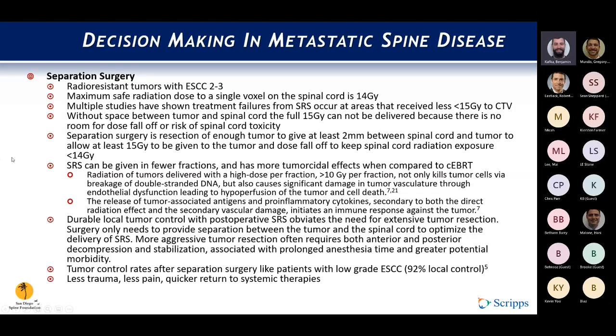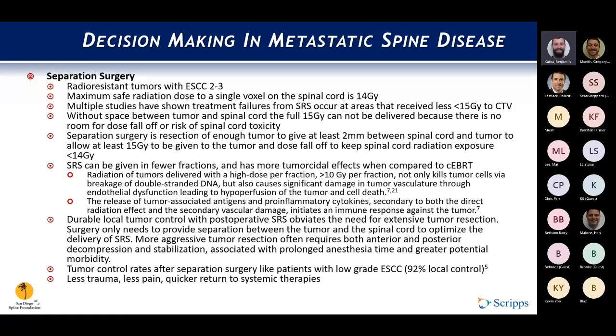The other benefits of stereotactic radiosurgery is that it can be given in fewer fractions, can be given in one fraction, and it's thought to have more tumoricidal effects when compared to external beam, because besides just the double-stranded DNA breaks that you get with external beam, you also get damage to the underlying endothelial cells, which leads to hyperperfusion and cell death. And that cell death leads to release of antigens and cytokines, which is thought to stimulate the immune response and lead to further cell death.